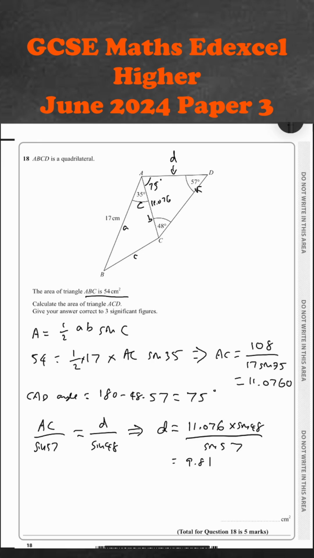And then I can do a half AB sine C again to find the area of the triangle ACD. So we're going to do a half times 11.076 times 9.81 times sine of 75. And I believe, if I do that correctly, we get 52.5.